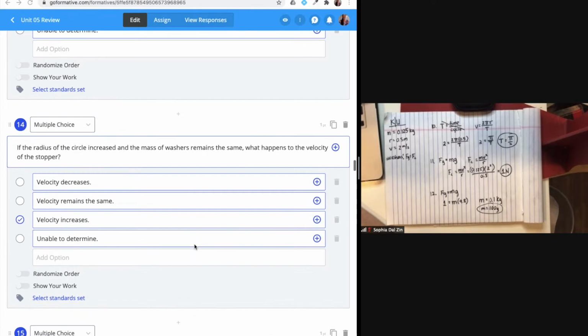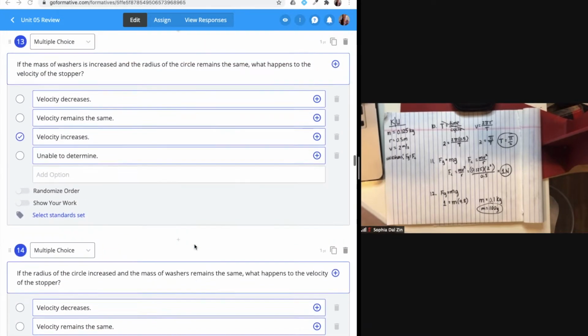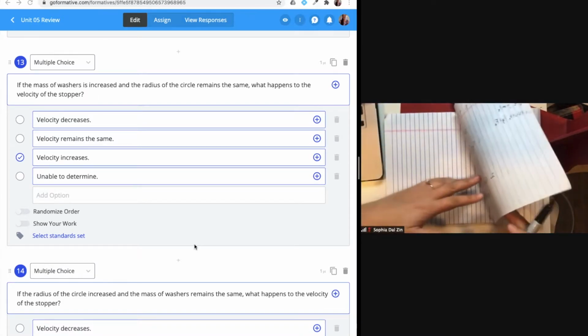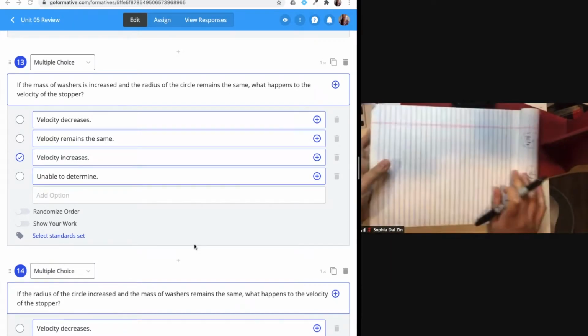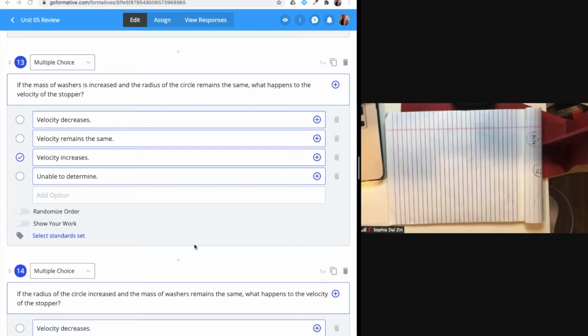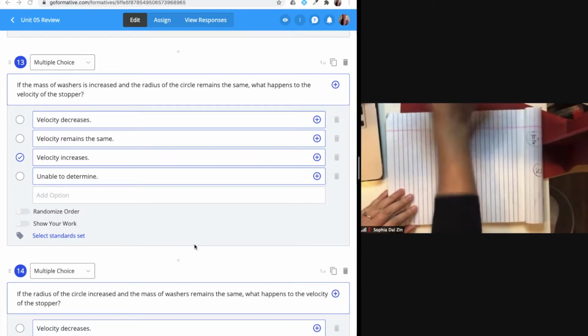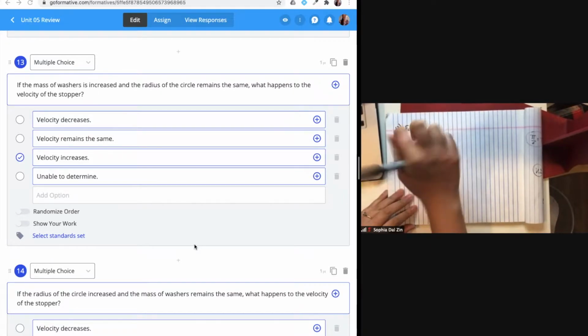13, 14, and 15 all have to do with proportions. So let's check out proportions as a method. For number 13, the mass of the washers is increased. That means the centripetal force increases because the washers provide the centripetal force. And the radius of the circle remains the same.